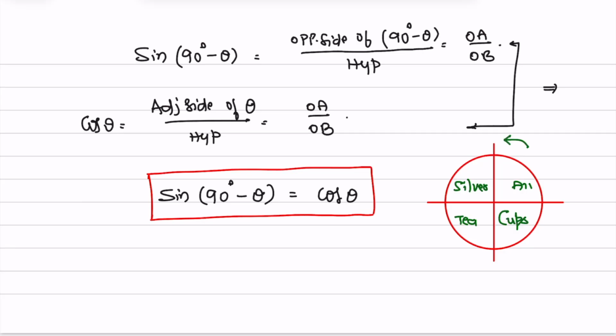ASTC. Angle is measured from the positive x-axis. Sin 90 minus theta is equal to cos theta. It is a very, very important conclusion that we have drawn now. Similarly, try to find out cos 90 minus theta. That is your homework. In similar lines, using the geometry, find cos 90 minus theta.